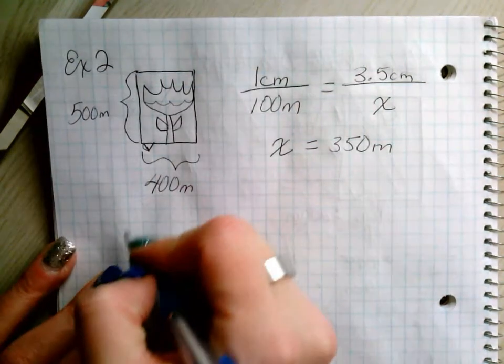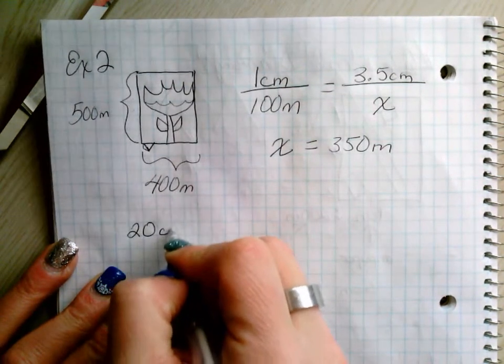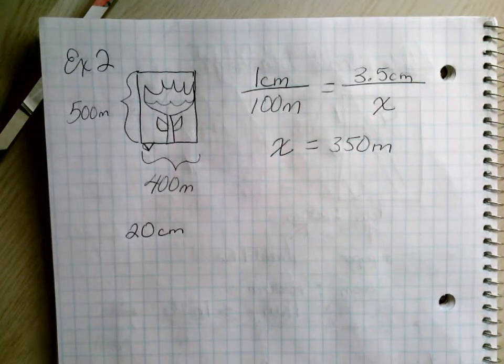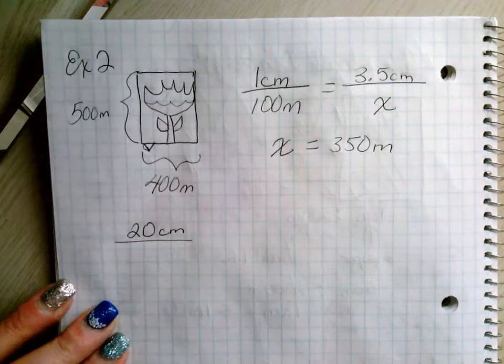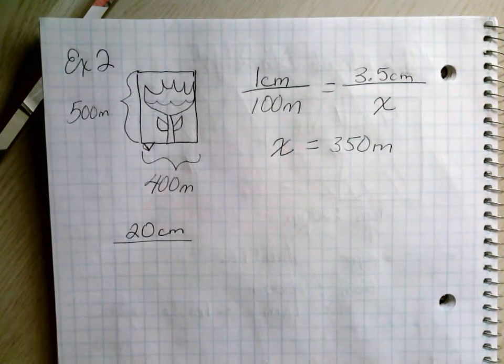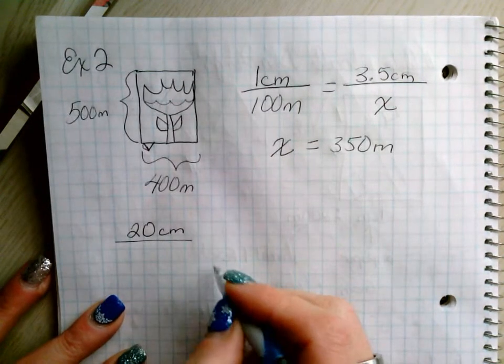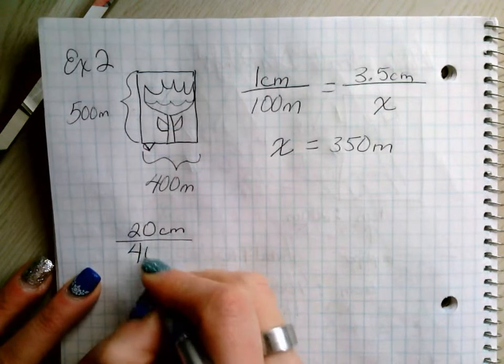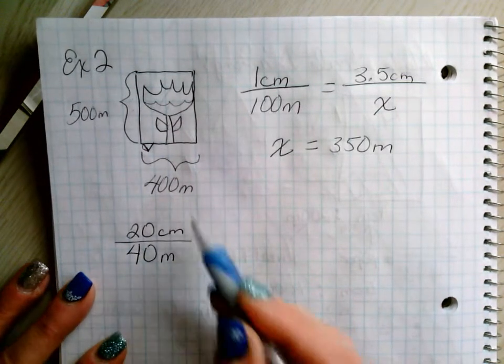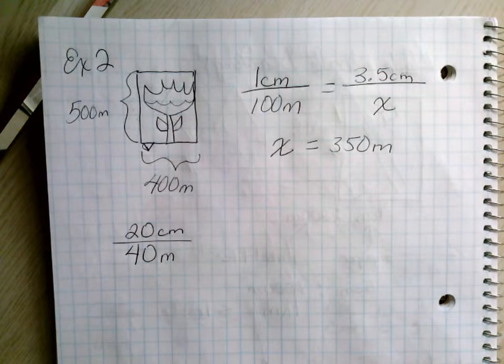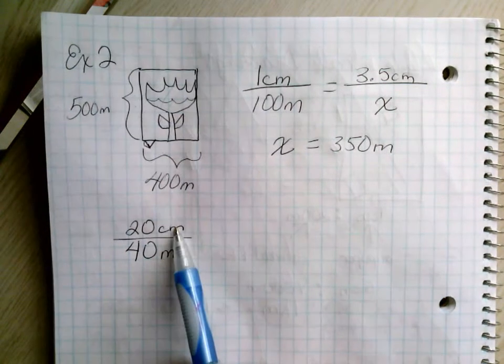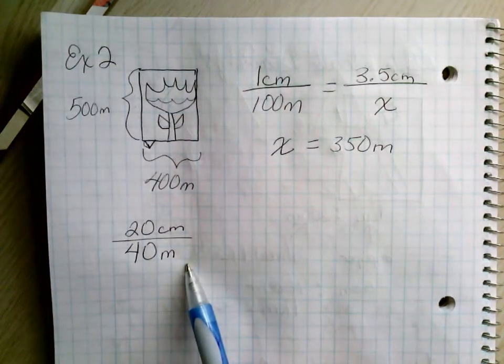Okay, so their scale drawing is 20 centimeters wide, and the width of the carpet itself, the real flowers, is 40 meters wide. Okay, this is the scale of the relationship between the real drawing and the real carpet.